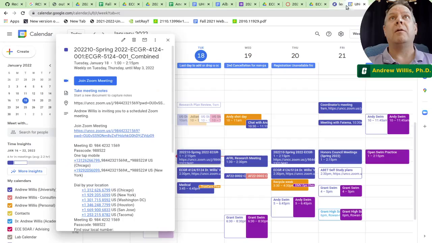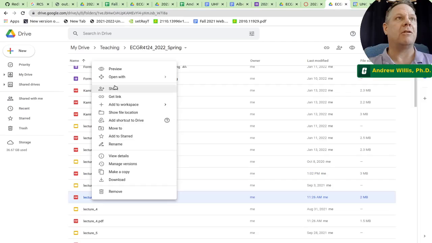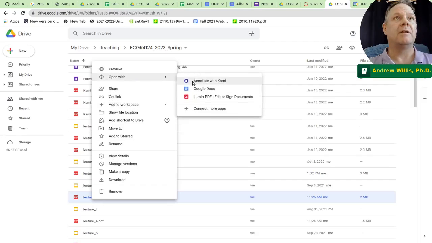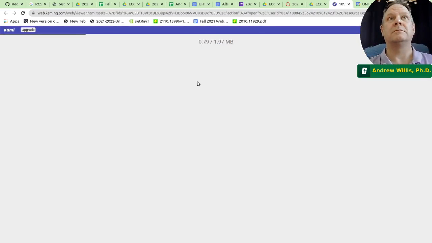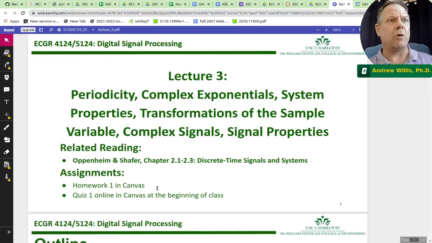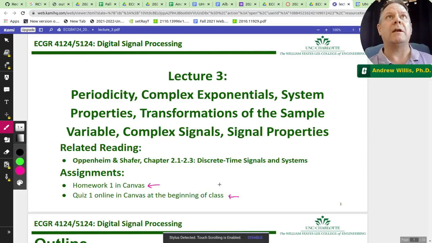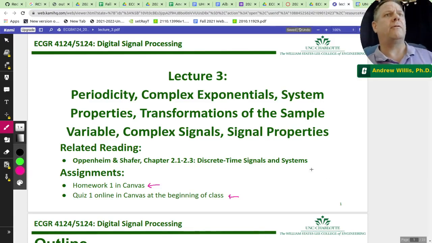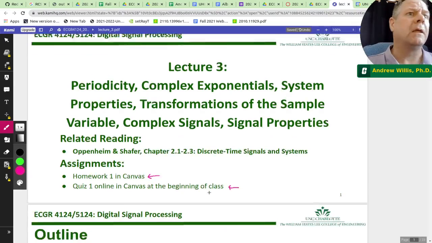So let's see. Lecture 3. Let's go ahead and get started on that. So I've already deleted and re-uploaded all of these so that the annotations are gone. So of course we have homework available, and we do have as of right now a quiz for Thursday. We'll see how far we get. I'm hoping we get through lecture 3.